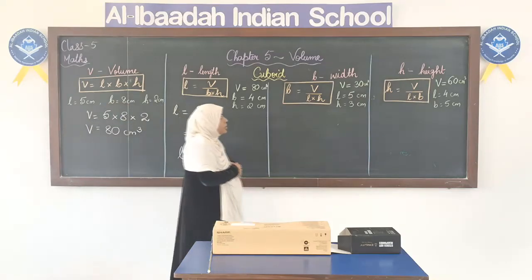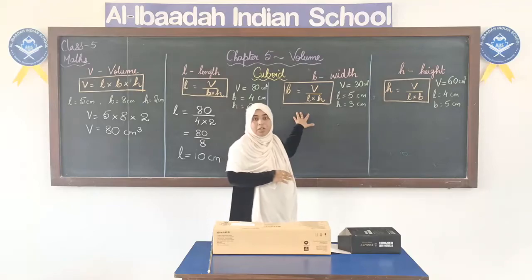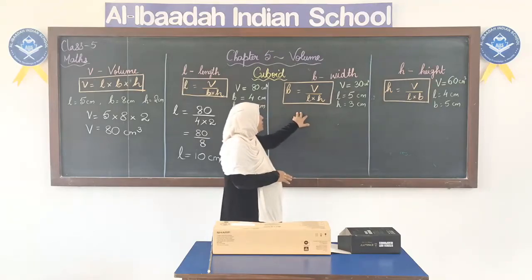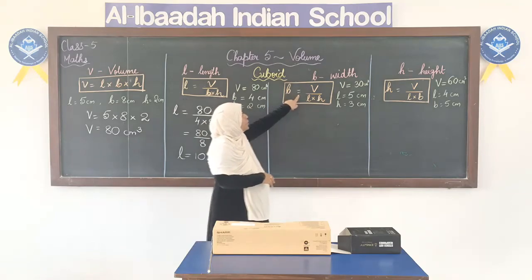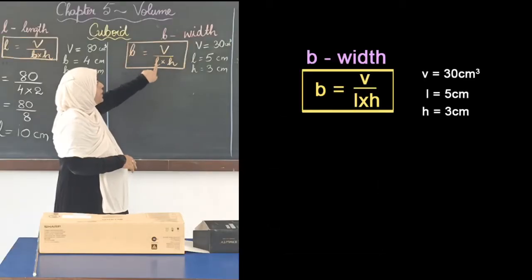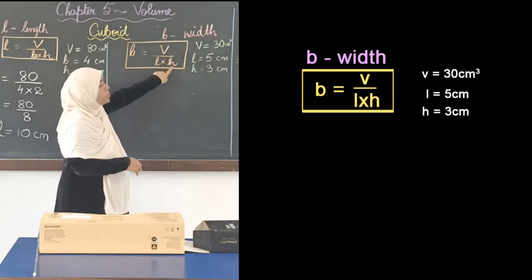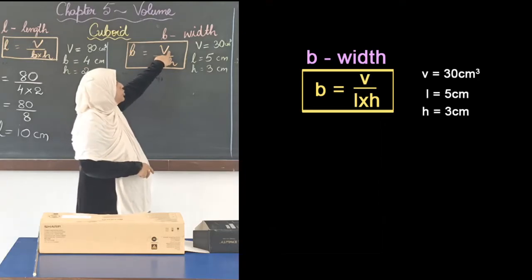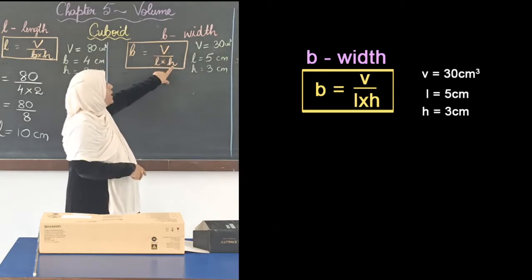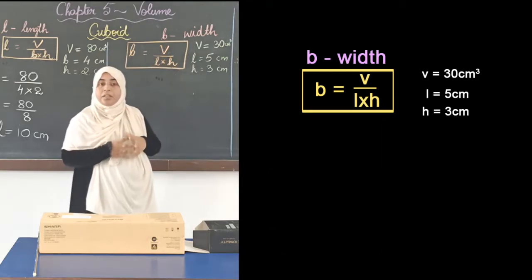Next we are going to find the width of the cuboid. Now, the formula to find the width of the cuboid is B, which stands for width. B is equal to volume divided by length into height. So, we should know the volume of the cuboid, the length of the cuboid and the height of the cuboid to calculate width.